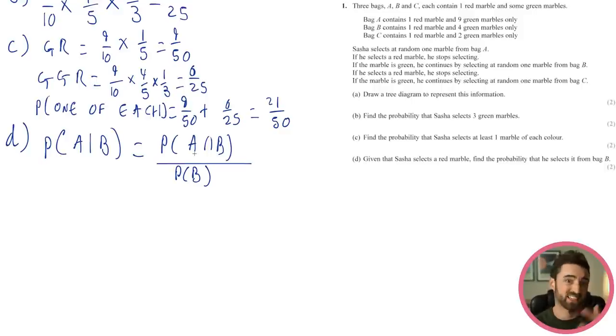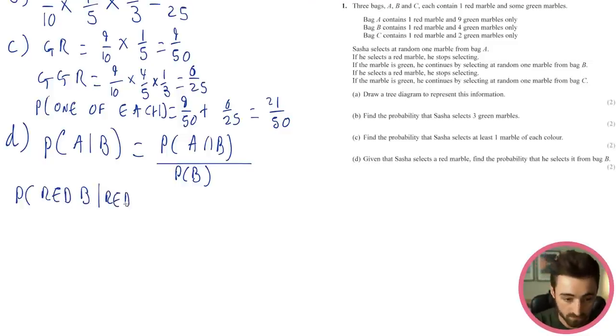Probability of A and B, well, that's just that kind of thing. So always use this formula, apply the formula, and then things are going to get easy, trust me. So let's just apply it in our case. What we want is the probability that he selects it from B, given that he selects a red marble. So that's going to be the probability of red from B, given that I just get a red.